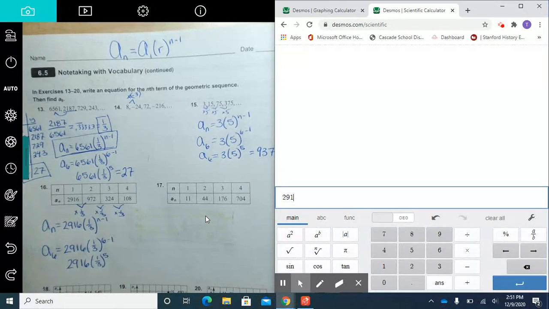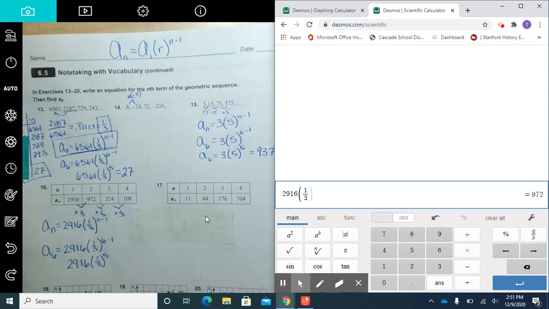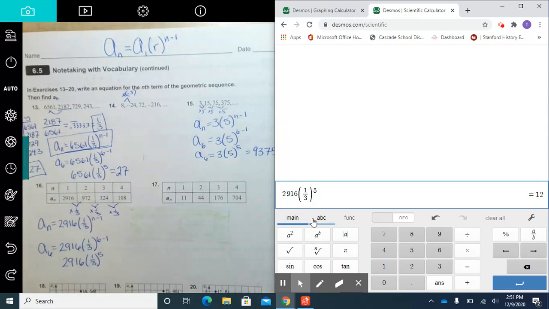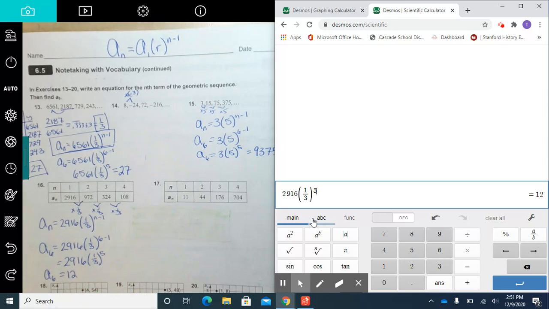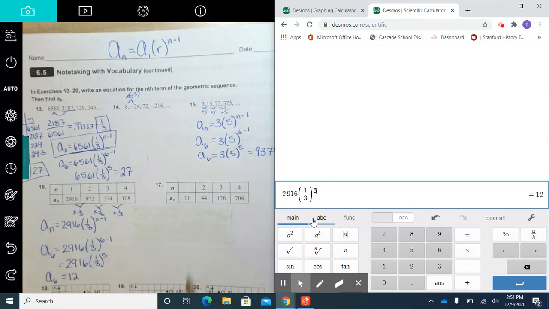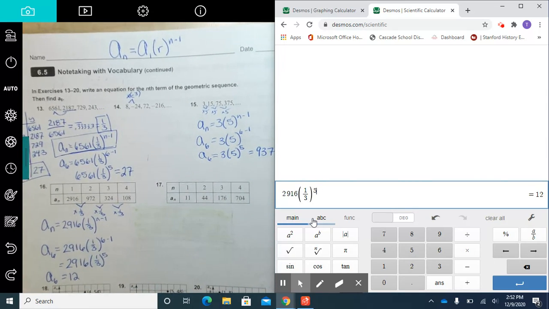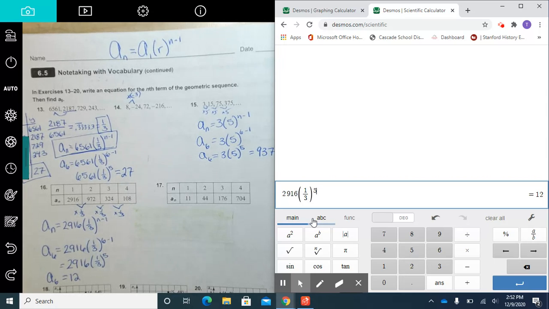So 2,916 times 1/3 to the 5th power. That equals 12. So the 6th term is 12. Give 17 a try. Let's check out number 18.